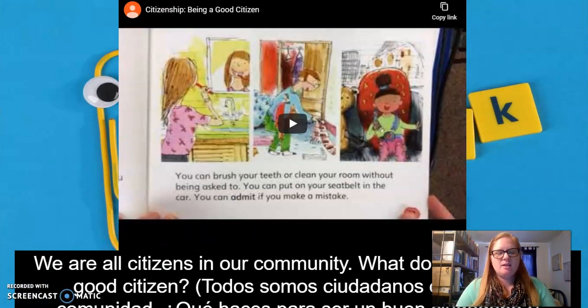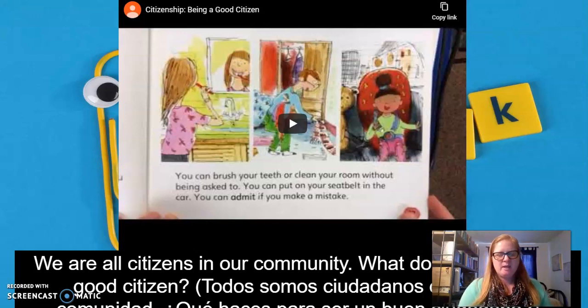Okay, so here is a wonderful read aloud called Being a Good Citizen. We are all citizens in our community, because that's what our big question is: what is a community? And this is part of it. Being a citizen in your community is part of it. What do you do to be a good citizen? That is the question that we are going to try to answer as we do this. So watch the video, enjoy this book.